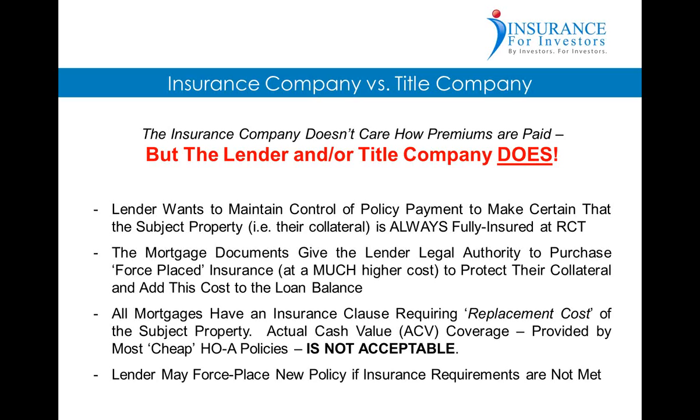Meaning if they don't get proof of insurance on the property every year showing that their collateral is insured, they're going to purchase insurance to protect themselves. They have the right to add that amount to the outstanding loan balance, and that insurance is always 3 to 4 times more expensive than purchasing it on the open market. All mortgages have an insurance clause within them, which very few people read.